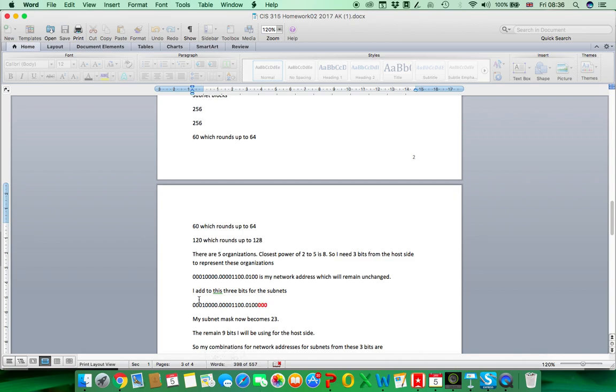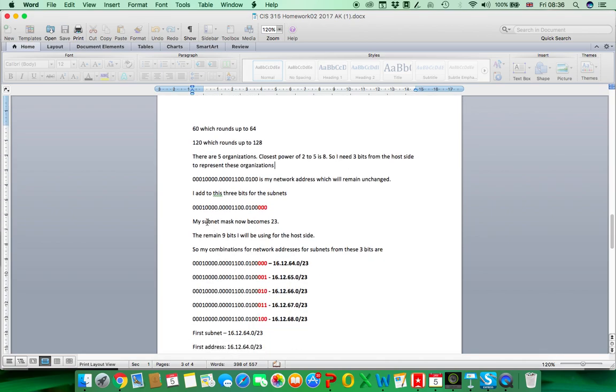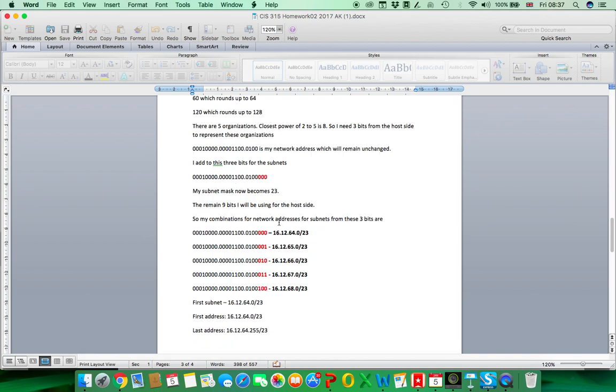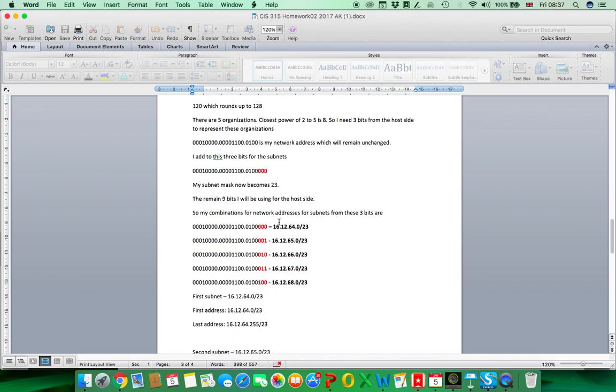So we have our network address as it is, and we have added the 3 bits for the subnets. Now in this case, what is our subnet mask? The subnet mask will now become 23. Okay, the subnet mask will now become 23. And now how many bits are remaining? 32 minus 23, which is 9 bits. So 9 bits are remaining to be used for hosts.